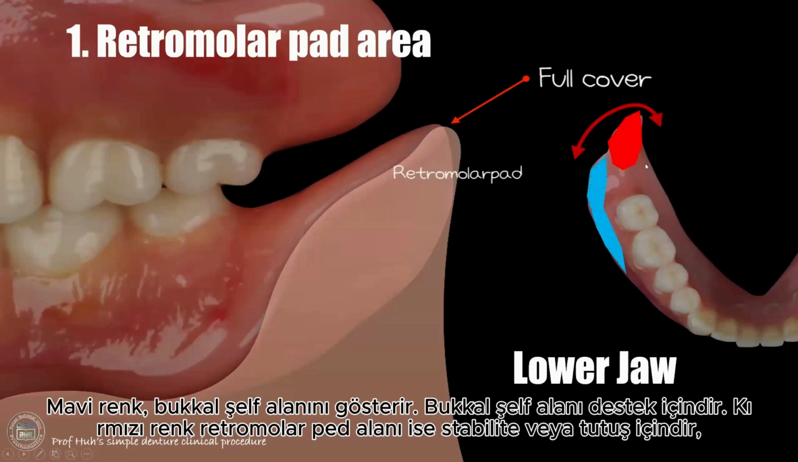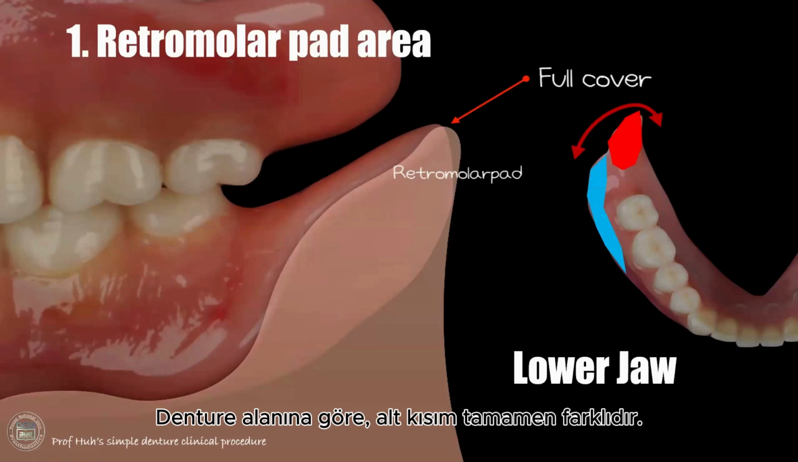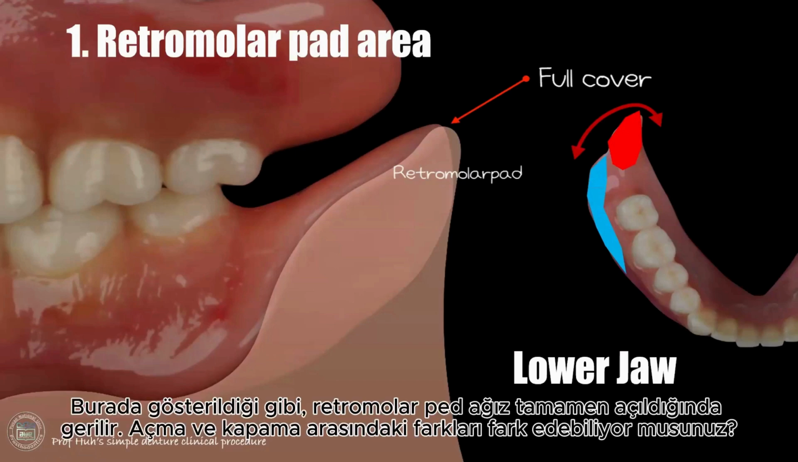The blue color indicated the buccal shelf area for support. Red color, the retromolar pad area, is for stability or retention. Blue color indicates the support. So anyway, according to the area of the denture, the lower is a little bit different. Totally different, right?